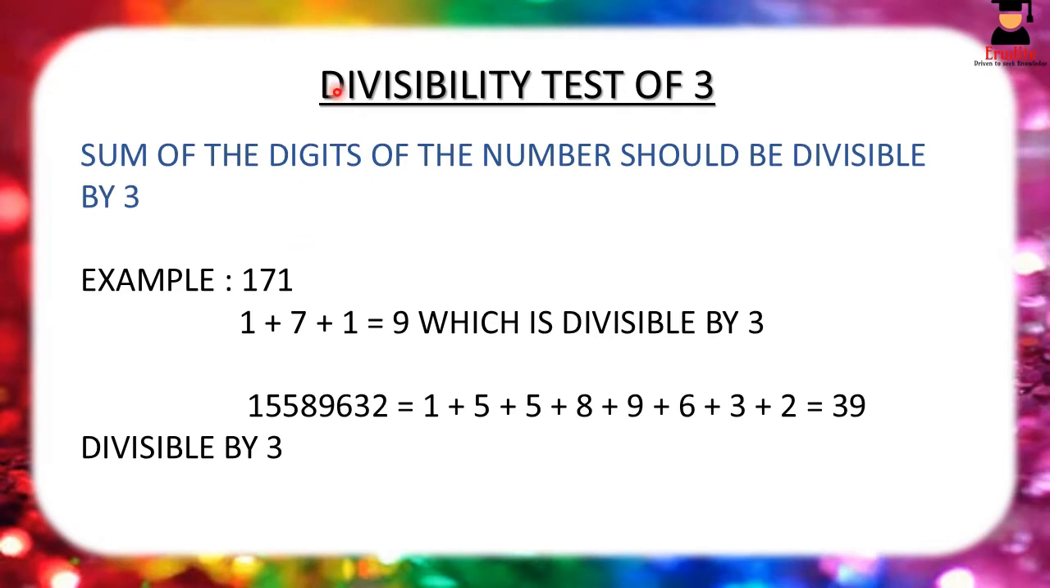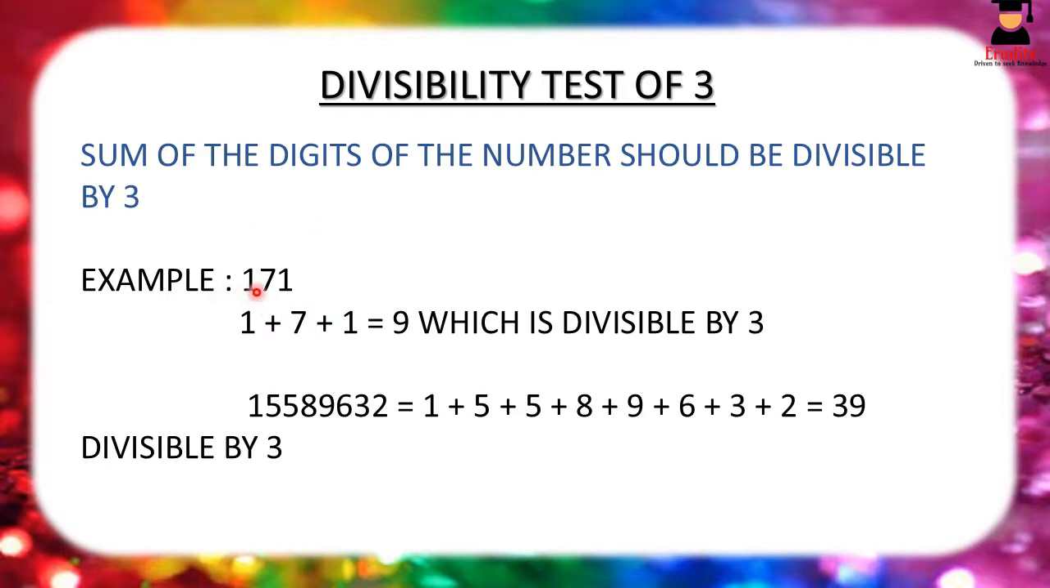Next we have the divisibility test of 3. Even this is very easy. It says that the sum of the digits of the number should be divisible by 3. That means if you have been given any number, you have to take the sum of the individual digits of the number and check if that sum is divisible by 3. Let's take an example to understand. The number I have taken is a very simple 3-digit number, that is 171.